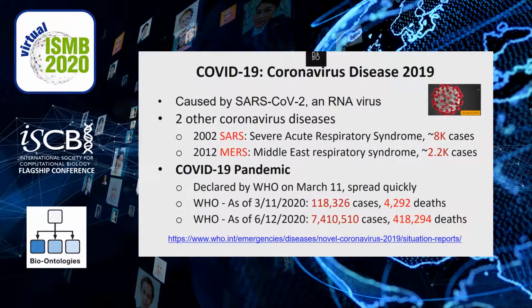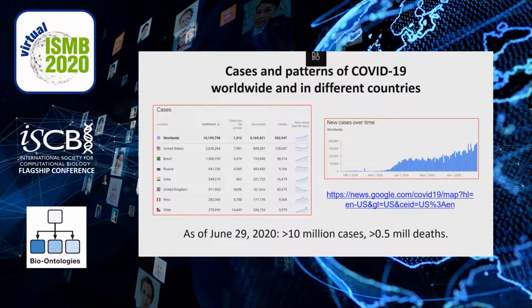However, the mortality is very high. It's like 10% or more. So the mortality is higher than COVID-19. However, their transmission is not as bad as COVID-19. So as we all know, COVID-19 is getting very bad here now. And here, from today, June 29th, we have over 10 million cases now and 500,000 deaths overall.